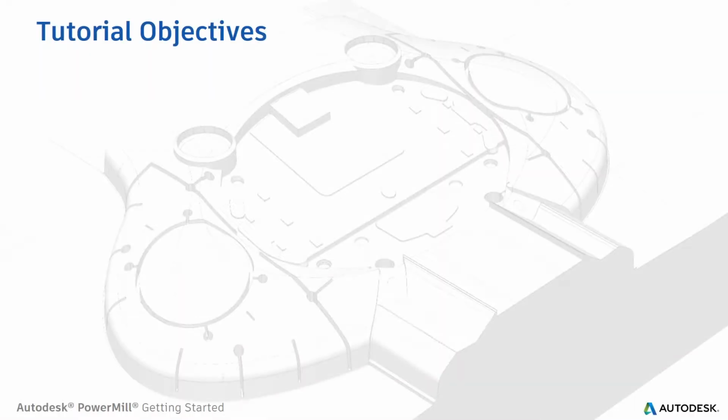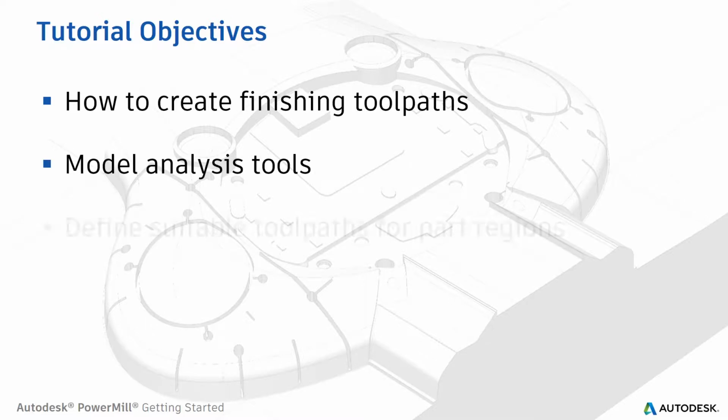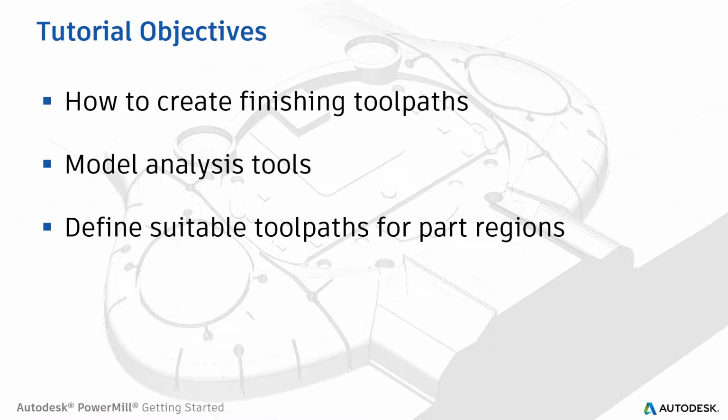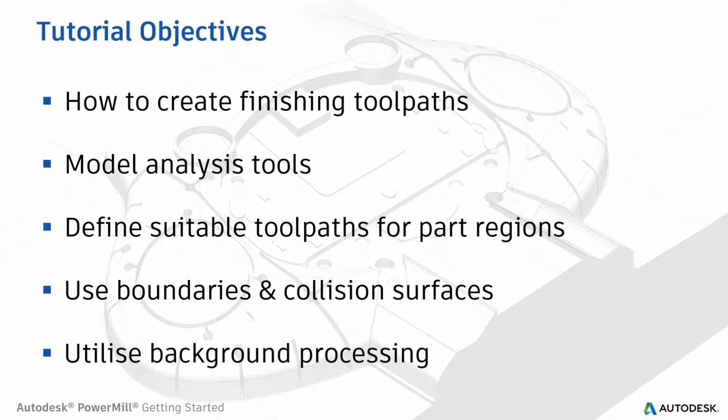In this tutorial, you will see how to create finishing toolpaths. We will look at some of the model analysis tools, define suitable toolpaths for part regions, and use boundaries and collision surfaces to define and control toolpaths. We will also utilize background processing.